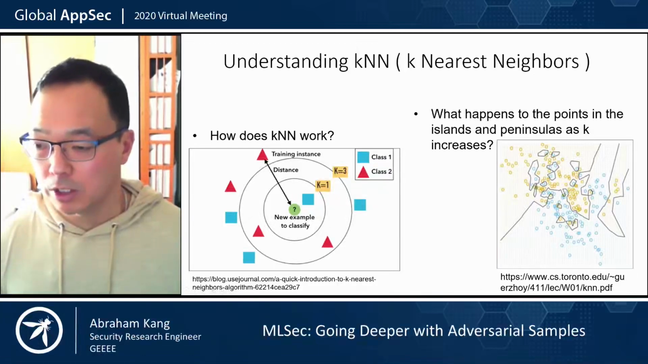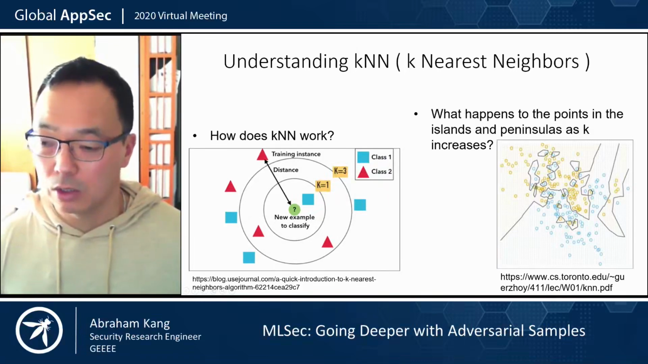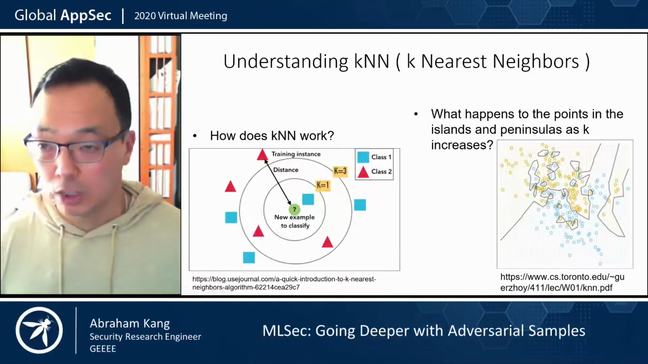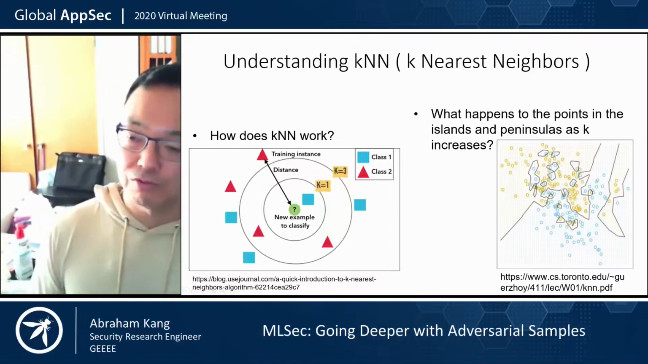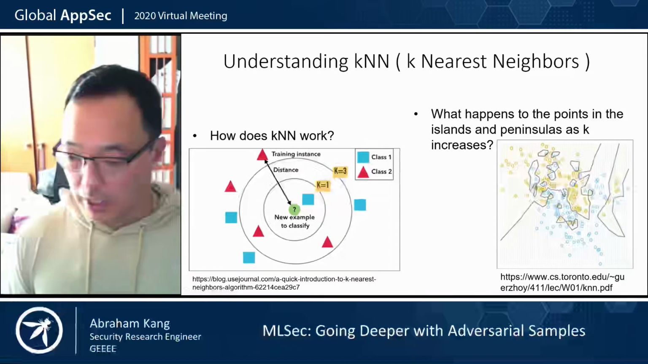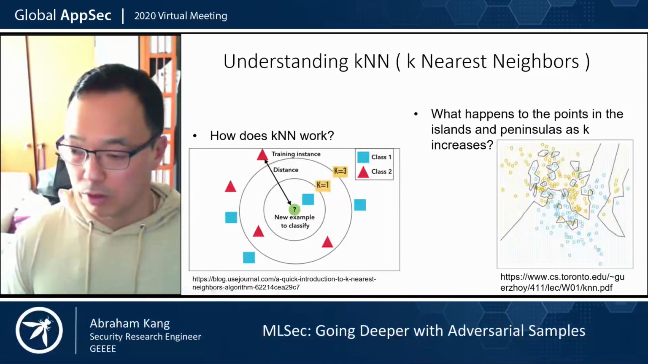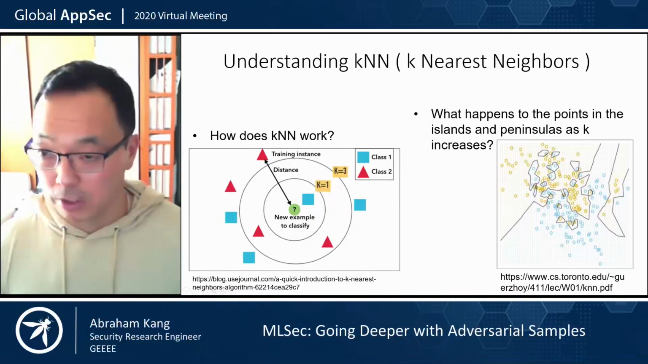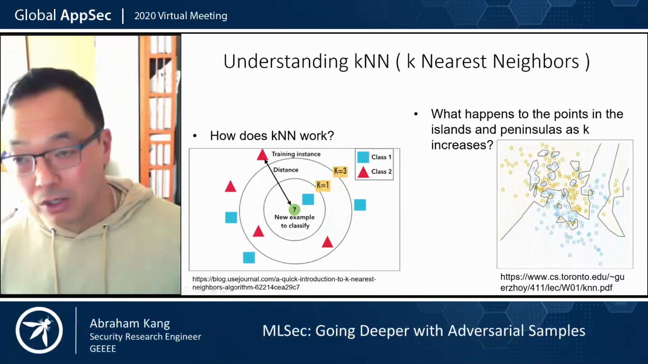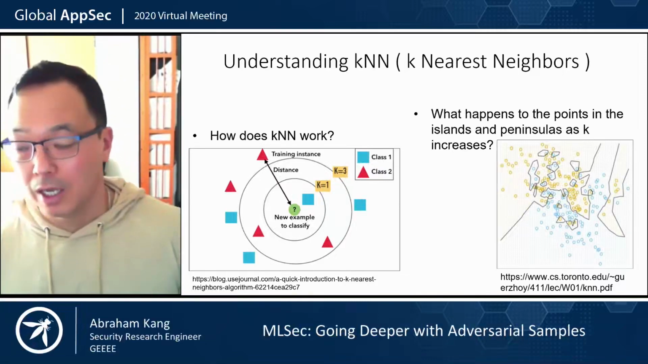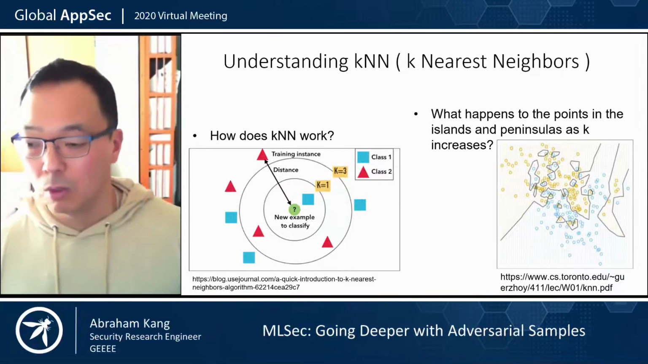What's going to happen to the points that are the peninsula or the islands is that they're going to change their classification. So let's take a look at this point. If we say that K equals 5, well then now the 3 blue points and these 2 yellow points, the blue points are going to outnumber the yellow points, and so this point and this point are going to be incorrectly classified as the blue class when they're the yellow class.